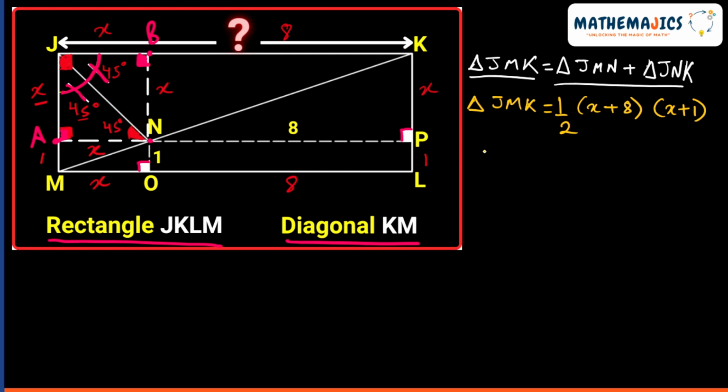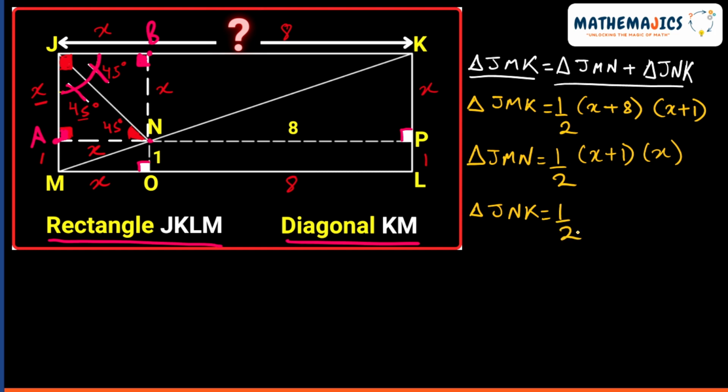Correct? Now we will take the area of JMN. What is the area of JMN? Half times base times height. What is the base for JMN? For JMN, I'm taking base as JM. That will be x plus 1. What will be height according to that? That will be AN, which is equal to x. Now area of triangle JNK, half times base times height. Base for JNK, I'm taking as JK. That will be x plus 8. According to that, height will be BN, which is equal to x.